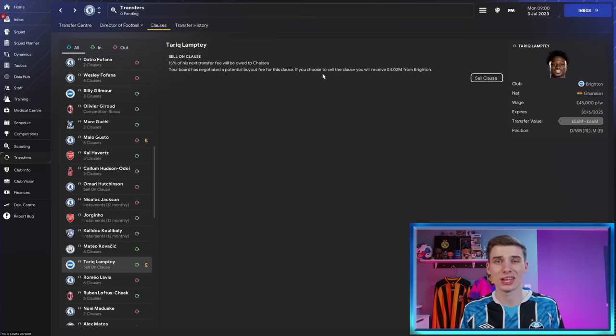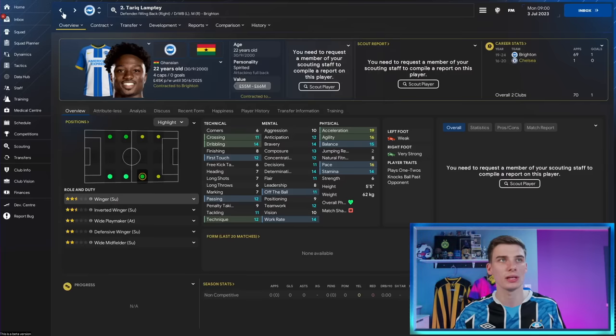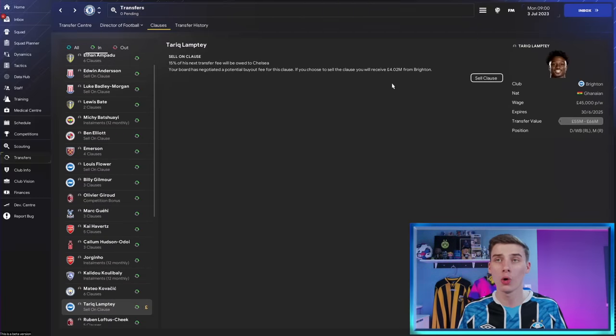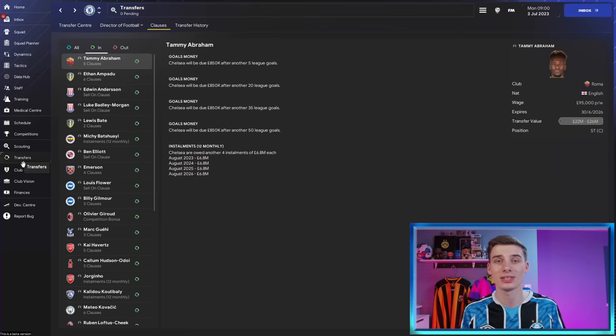When it's a percentage of next sale, for example, where Tariq Lamptey will get 15% of his next transfer fee away from Brighton, it might be worth keeping that if they do sell him for 50, 60 million. We could get a nice chunk of cash from that. Or like I say, if you just want the cash early on, this could be a good clause to sell. There's no guarantee he leaves Brighton for a huge fee, he could leave at the end of his contract and we get nothing. So weigh up all your options.